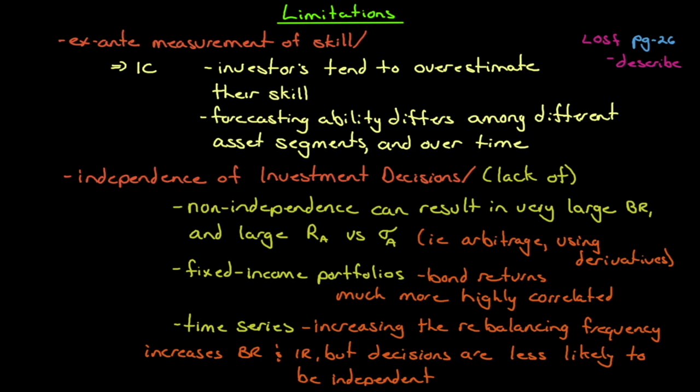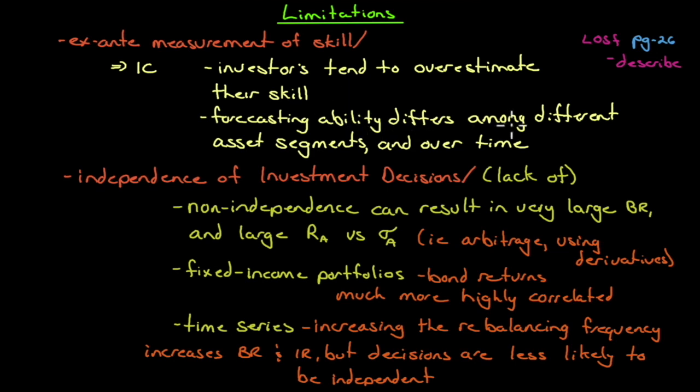Number one, ex ante measurement of skill. That means before the fact. Investors tend to overestimate their skill. Nobody comes along and says, my information coefficient, oh, it's negative. Oh, I'm going to destroy value. Can I have the job, please? Everyone's got a positive information coefficient. Whether it actually happens or not, that's a different story, right? But investors tend to overestimate their skill.